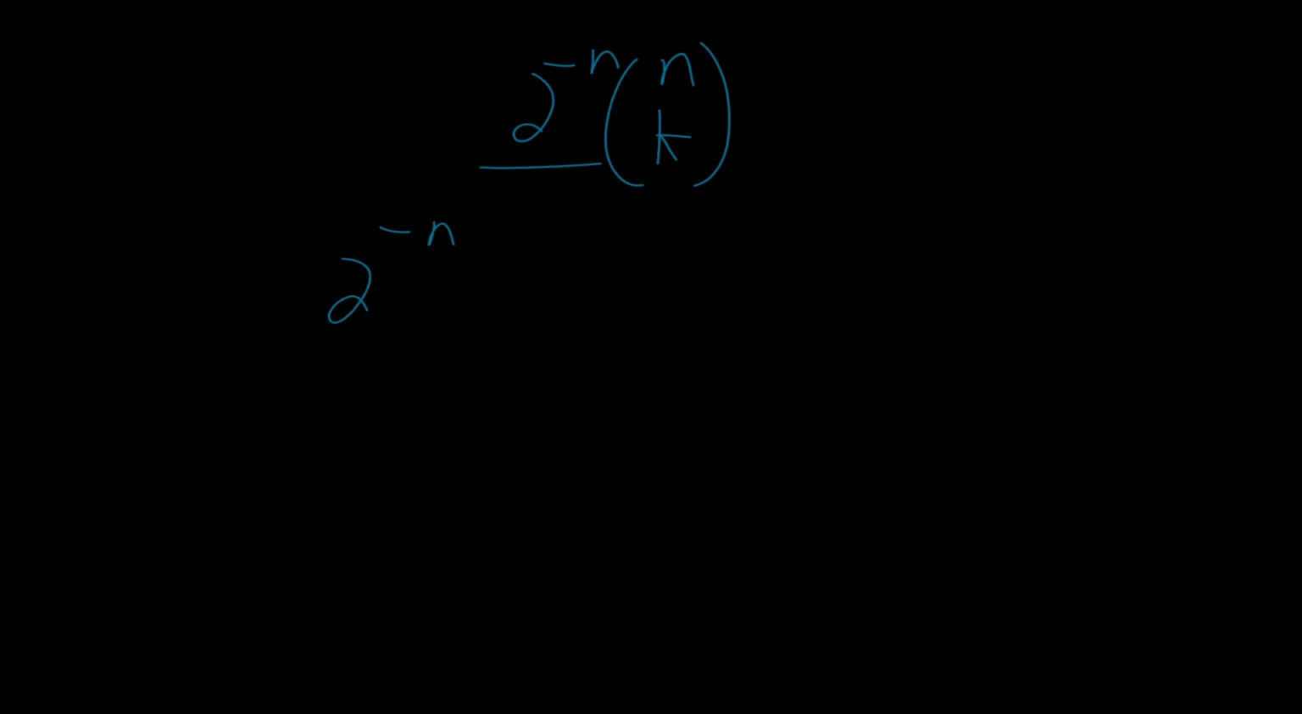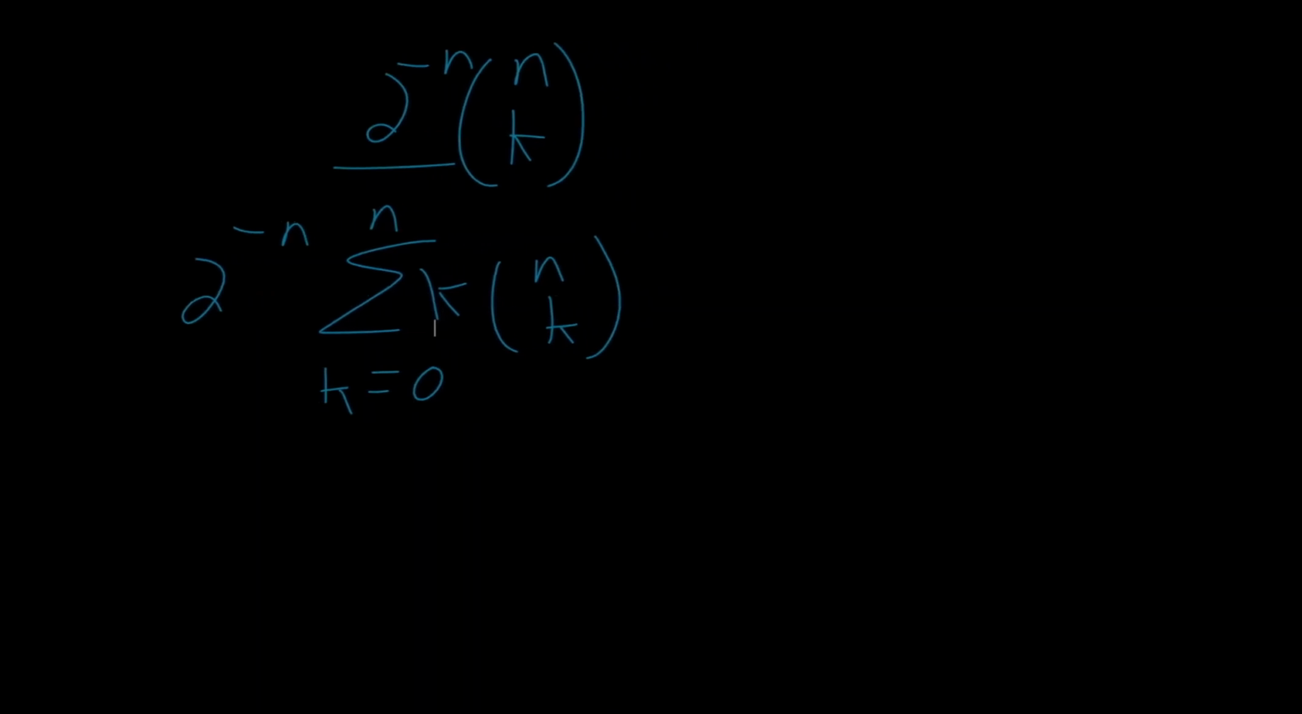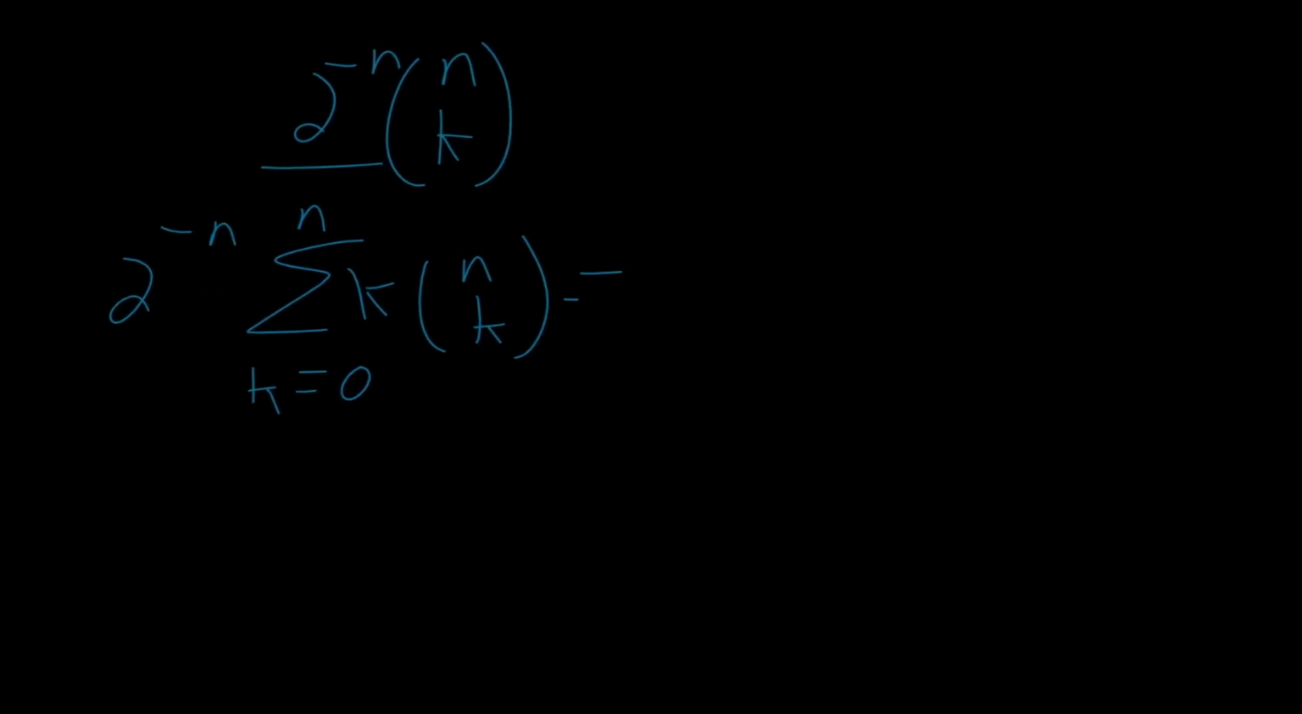2 to the minus n times the sum from k equals 0 all the way to n of n choose k. But we're going to add an additional k here to weigh each point. And to evaluate this, it really isn't too awful. We're going to have a 2 to the minus n out front. We'll deal with that at the end. But now we have this sum right here.